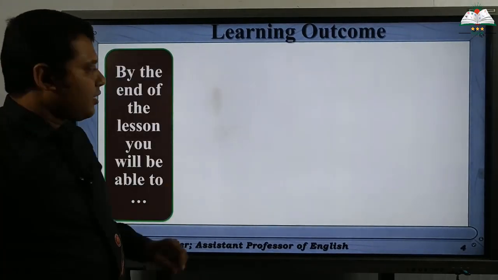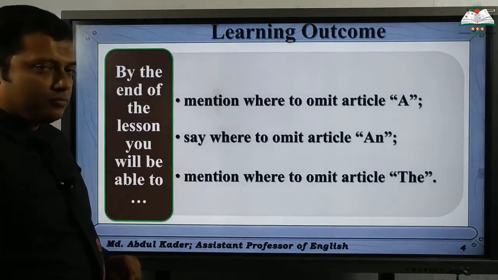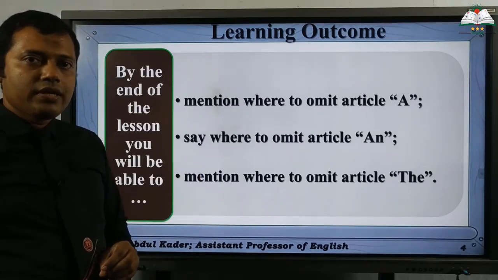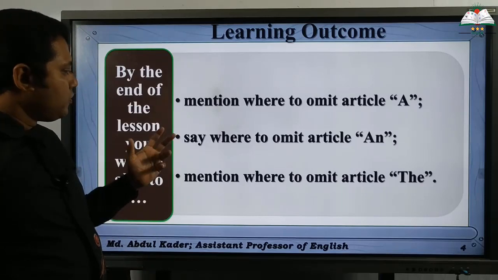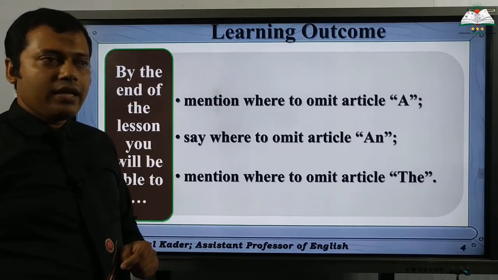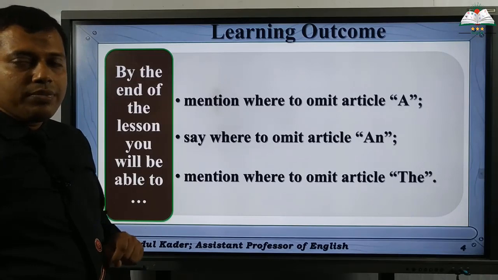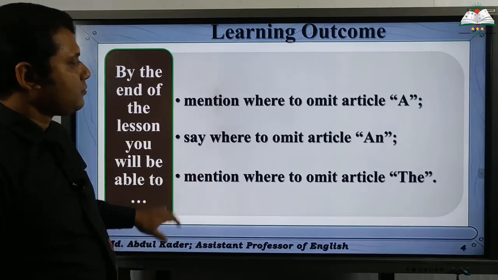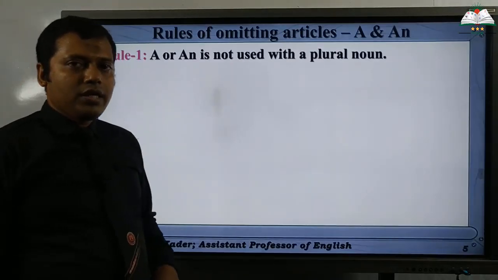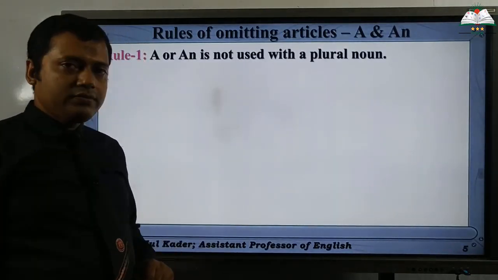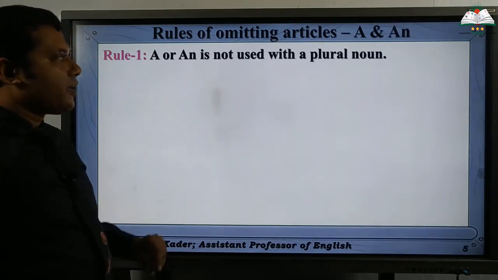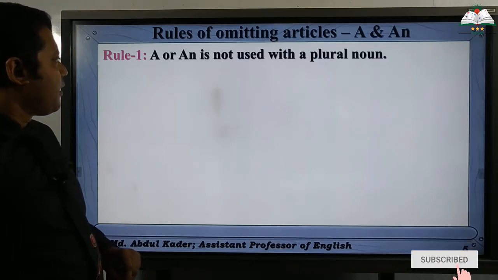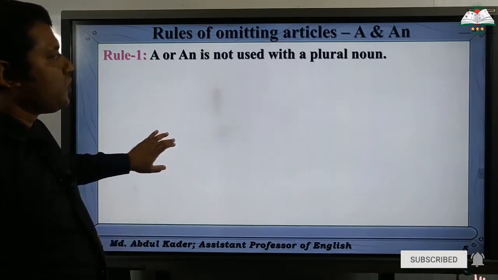Now, dear student, these are the learning outcomes. By the end of the lesson, you will be able to mention where to omit article A. You will be able to say where to omit article N, and last of all, you will be able to mention where to omit article the. Dear student, this is rule number 1, rules of omitting article A and N. And rule number 1 says A or N is not used with a plural noun.